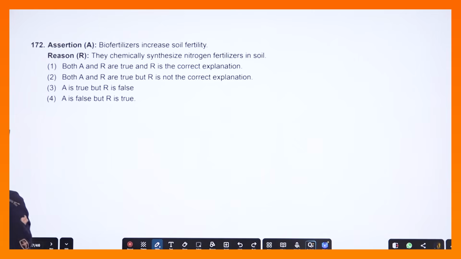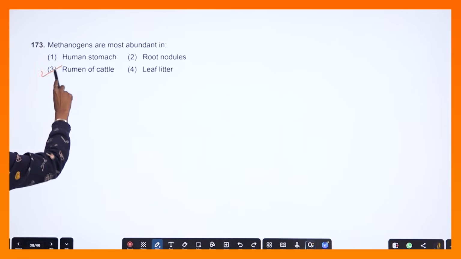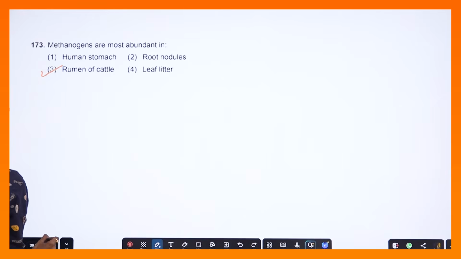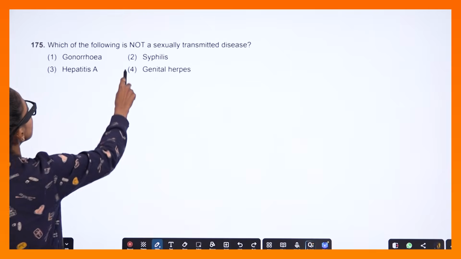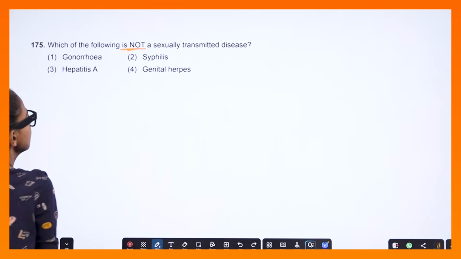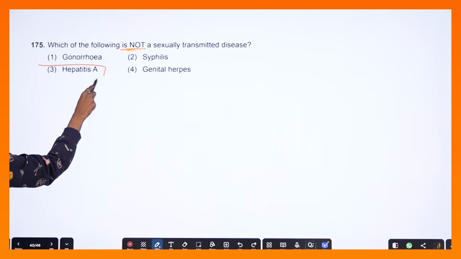Okay, biofertilizers I'm not doing, this is easy. Okay, are most abundant in the rumen of the cattle, easy. Most abundant is what they are saying. Okay, this is fine, I'm not doing it. Which is not a sexually transmitted disease? I see. Hepatitis A.